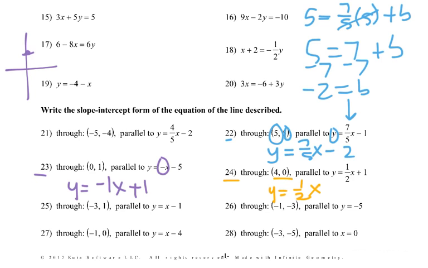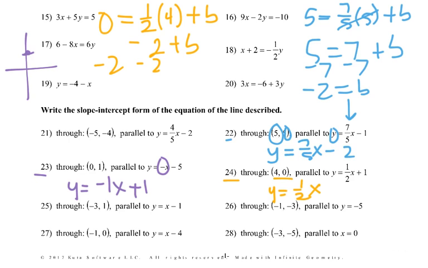Then to find b, I'd go 0 for y, equals 1/2 times 4 for x, plus b. 1/2 times 4 is 2. Subtract 2 from both sides, and we'd get -2 equals b. So minus 2 here.